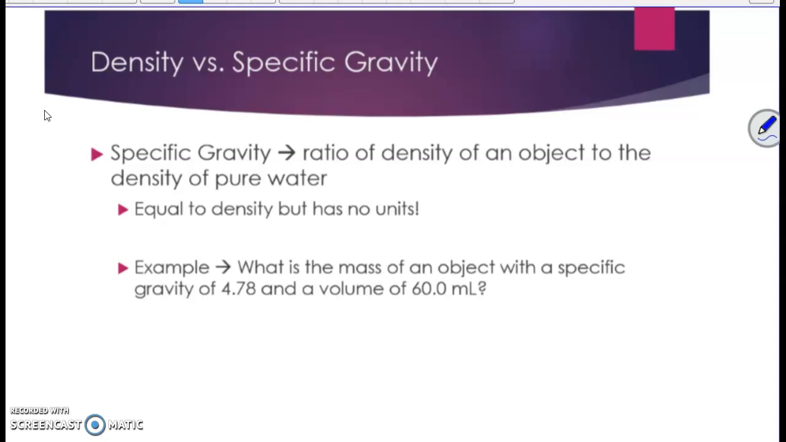In the example, it says, what is the mass of an object given this specific gravity and volume? You just have to remember that this is basically the density and solve. So mass equals D times V. When I solve this problem, I end up getting 287 grams.